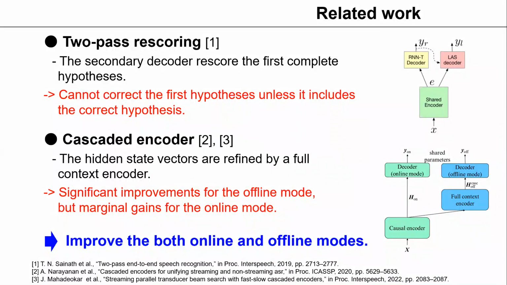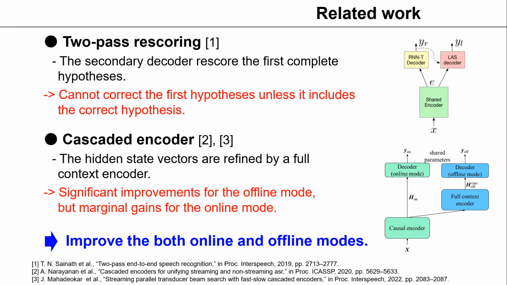Several attempts have been made to integrate both online and offline modes. The first approach is two-pass rescoring, which consists of an online transducer decoder and an offline attention decoder, sharing one encoder. In this method, the secondary decoder rescores the first complete hypothesis, but it cannot correct the first hypothesis unless it includes the correct hypothesis. The second approach is cascaded encoder, which consists of a causal encoder and a full context encoder, which are connected to each other in a cascaded manner.